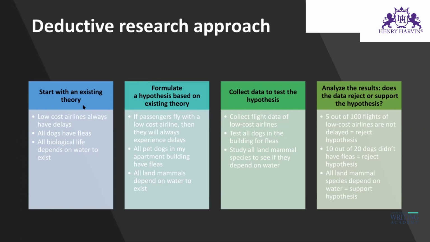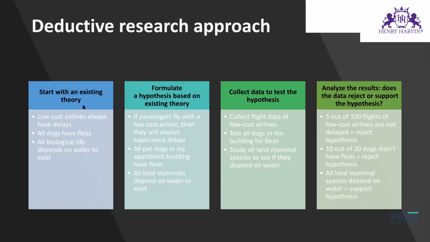Now we need to analyze the result. So how do you analyze the result? You will have to find out whether the theory that you have given is rejected or supported by the hypothesis that you give, right? You have to see whether there is an exception to it or whether it holds for all the cases. Like in the first one, it says 5 out of 100 flights of low cost airlines are not delayed. So based upon the data collection, they found that not all the flights were delayed; there were 5 flights which were not delayed, even though they were low cost. So that means there is an exception here.